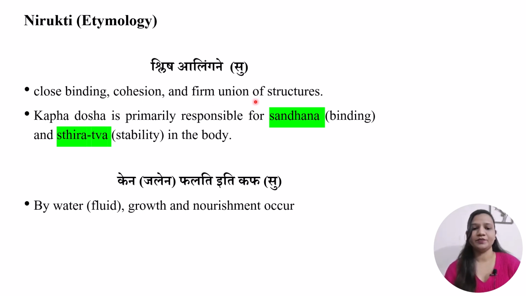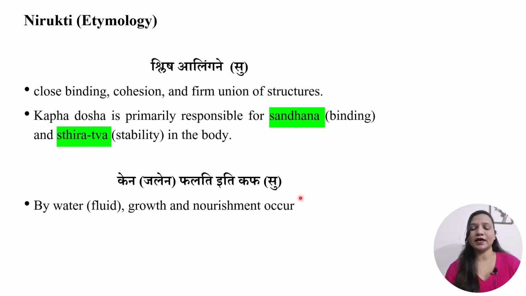is known as Kapha. Kapha Dosh is primarily responsible for sandhan, meaning binding, and sthiratva, meaning giving stability to the body. So for these two important functions, that is binding and giving stability to the body, the dosh which is responsible is Kapha Dosh. Okay, so Kapha Dosh performs close binding, cohesion, and firm union of the structures. That's why the verse Shlish Alingane is the Nirukti of Kapha Dosh.